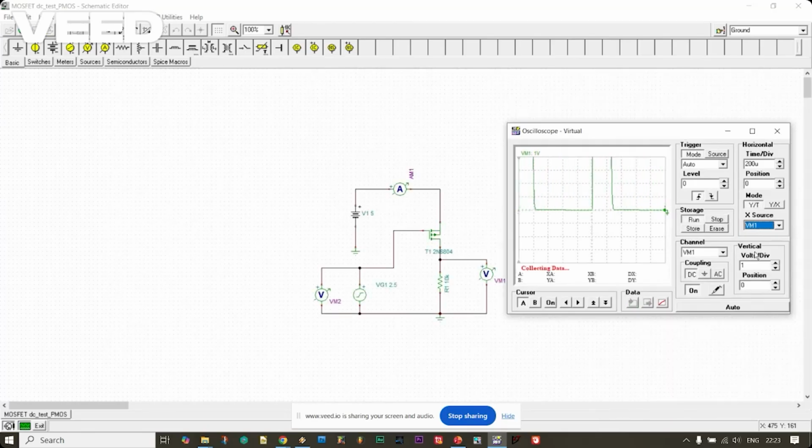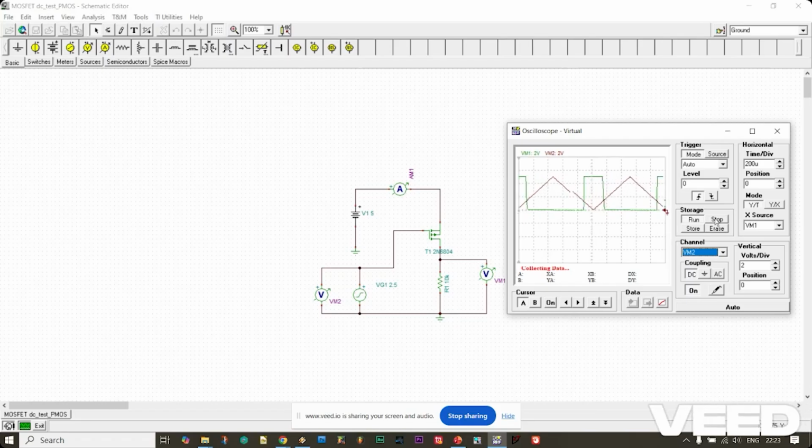So again, this is just like a square wave as we saw in the first circuit. 5 volt. And let's see the input waveform. So this is the input waveform. Here it is an inverse of the earlier case, that is the NMOS DC circuit.